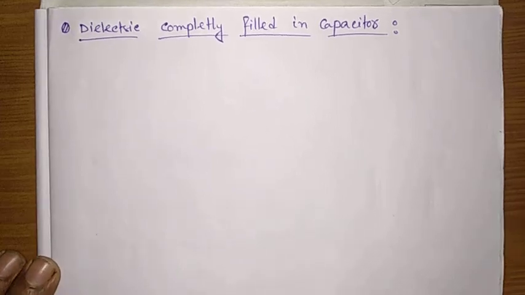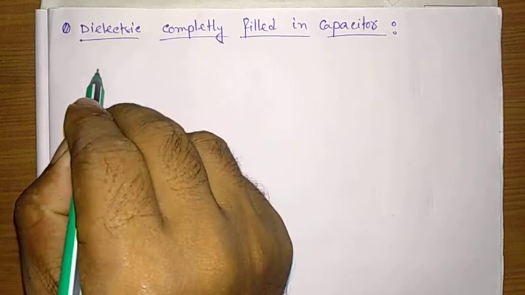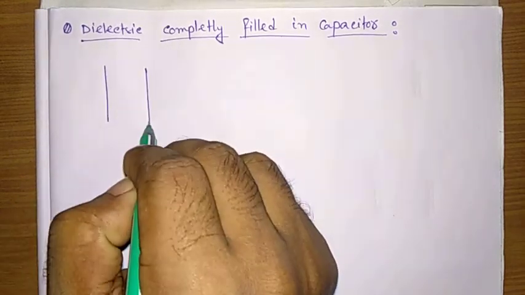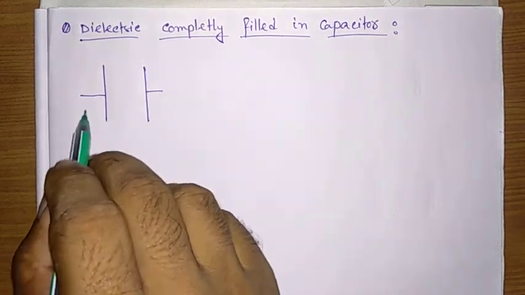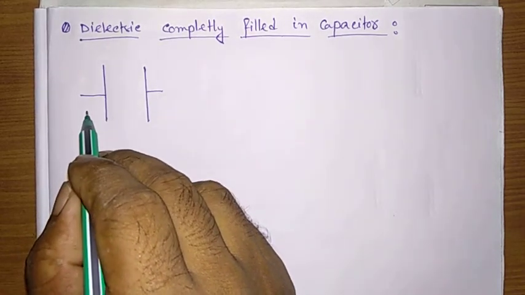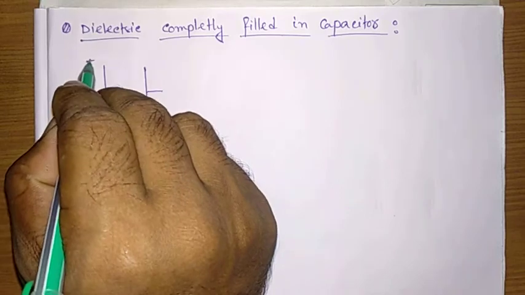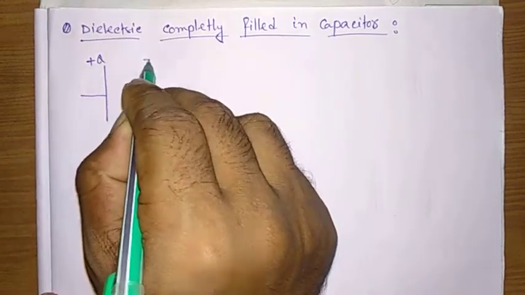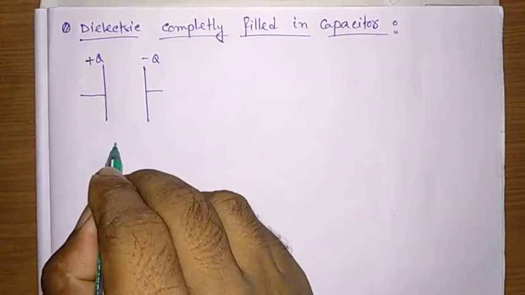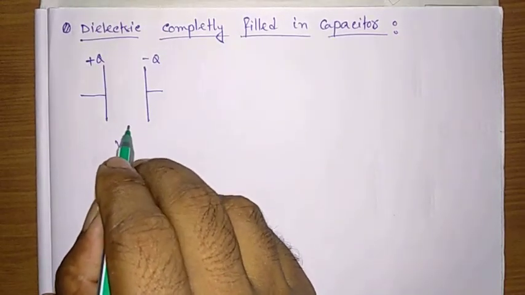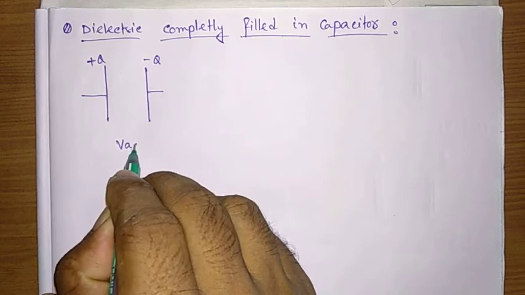Today our topic is a capacitor completely filled with dielectric. First of all, we discuss a parallel plate capacitor which is not filled by any dielectric. It gets charged by connecting a battery V, and the first plate gets charge positive Q and the other plate gets charge negative Q. Inside the parallel plate capacitor, the medium is vacuum.